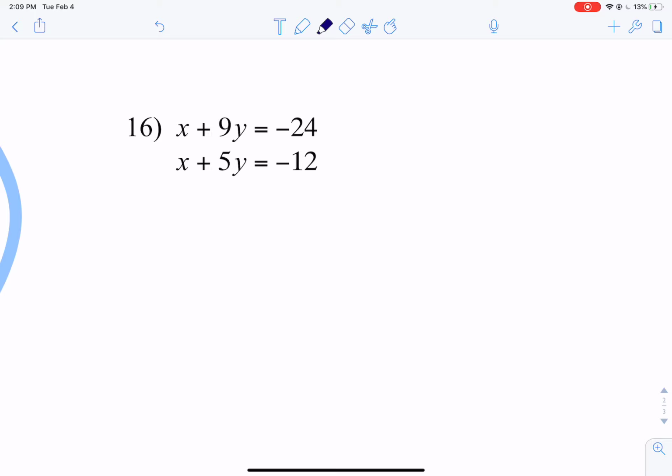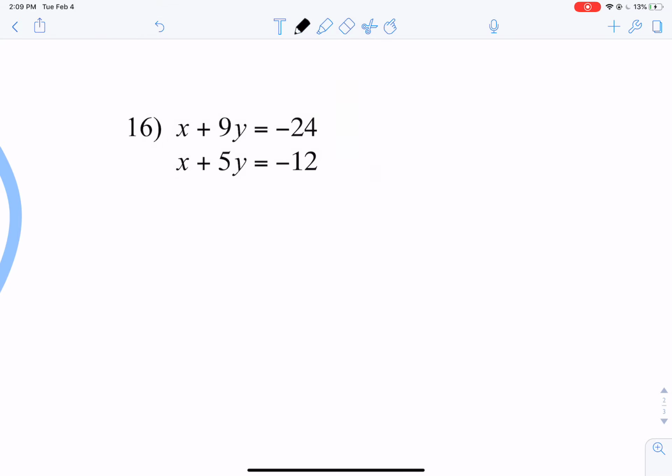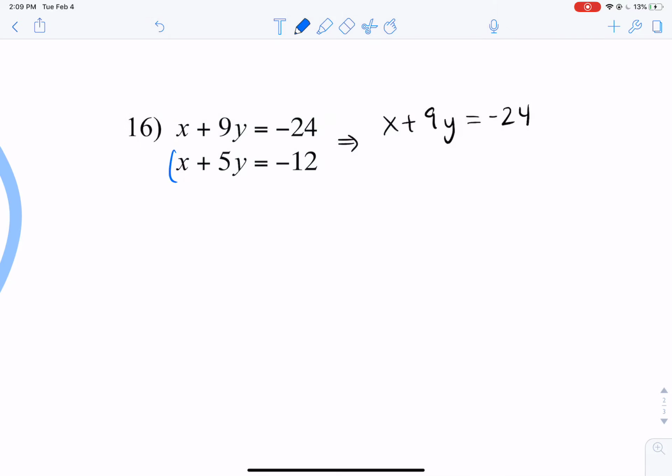And for number 16, this is going to intersect. So they're not going to be parallel or be the actual same line. So the x's should eliminate if one of them was a negative and the other one was a positive. So I'm going to keep the top one the same. And I'm going to multiply the bottom one by -1. So I could have a negative 1x, a negative 5y, and a positive 12. So up here we have a positive 1.